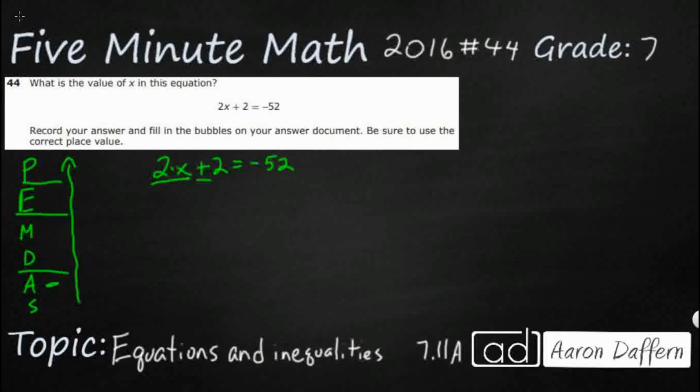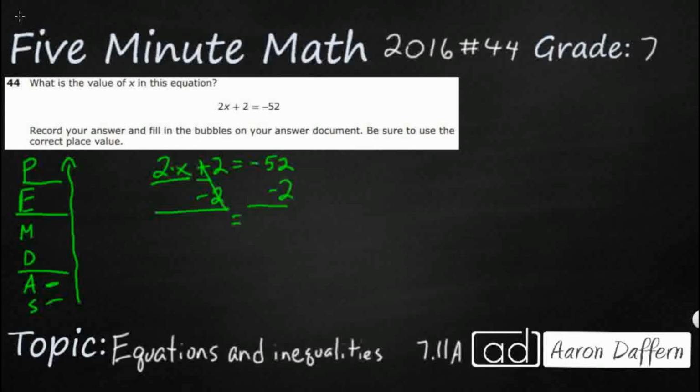So how we get rid of that addition is we use the inverse operation. The inverse of addition is subtraction. So instead of a positive 2, we are going to take away 2. But in order to keep a balanced equation, we need to do the same thing to both sides. So we're going to subtract 2 from both sides of the equation.